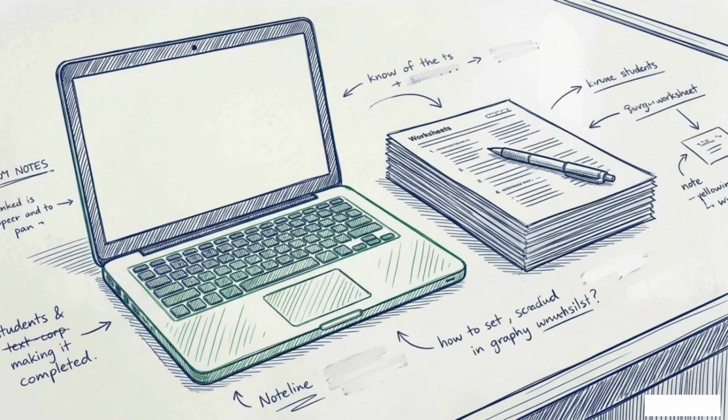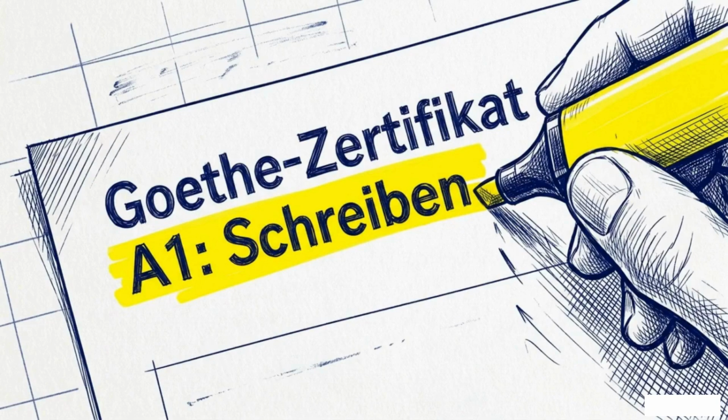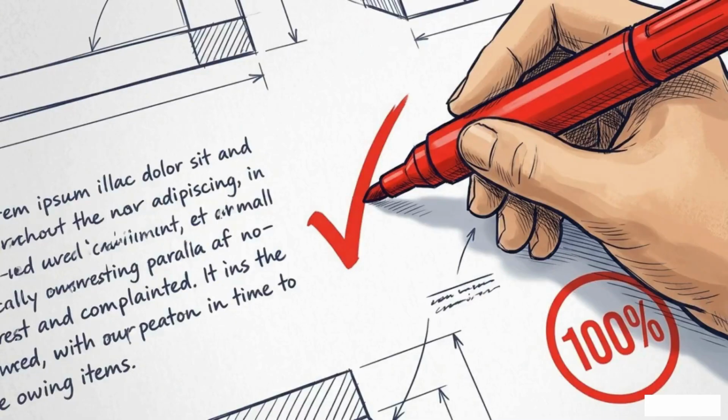To solidify these new structural skills, step away from the video and complete the practice exercises linked in the description below. Success on the Goethe A1 writing section comes down to these specific connections. Use them correctly, and the examiner has exactly what they need to award full points for your grammar.